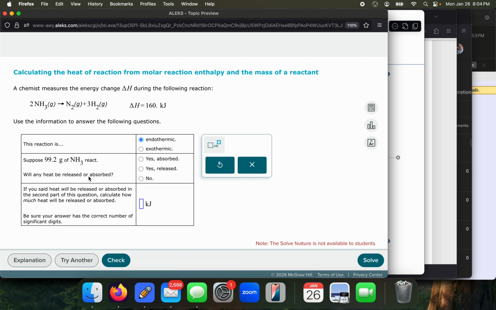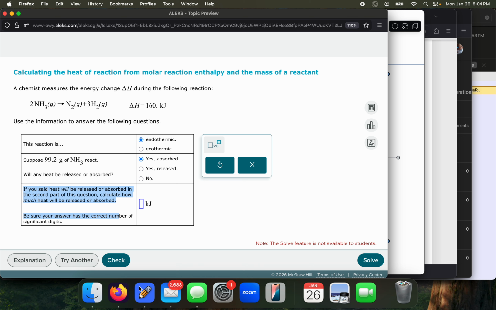Secondly, let's look at this. If we suppose that we have 99.2 grams of ammonia, which is here, suppose that much reacts. Will any heat be absorbed or released? And yes, it's going to be absorbed because it's positive, right? It's endothermic, so heat is going to be absorbed. Now we say we have to calculate it. Okay, not so easy now.